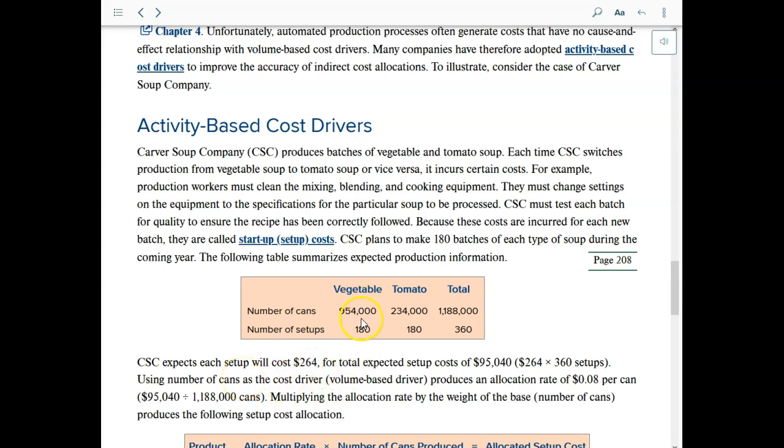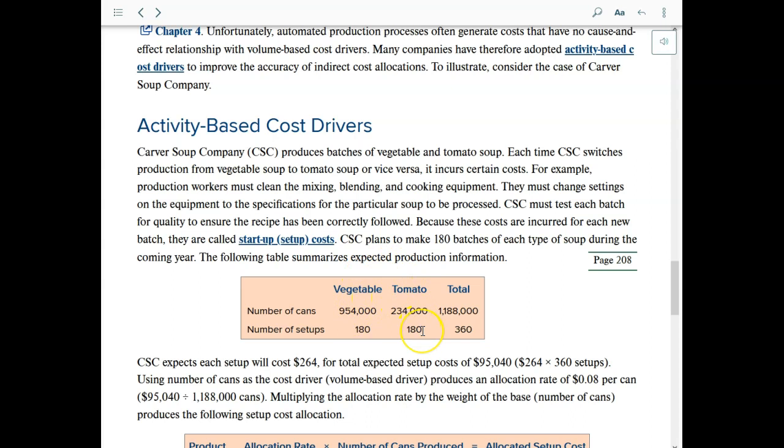Now, during the year, when they made almost 1 million cans of vegetable soup, they had 180 setups because they switched back and forth between producing vegetable and tomato. They had 180 batches of tomato soup. And so we had 360 setups during the year. If we have 360 setups during the year, and it costs $264 per setup, we have $95,040 of setup cost. These are overhead costs that we need to now apply to the vegetable soups and tomato soups to get their various costs.